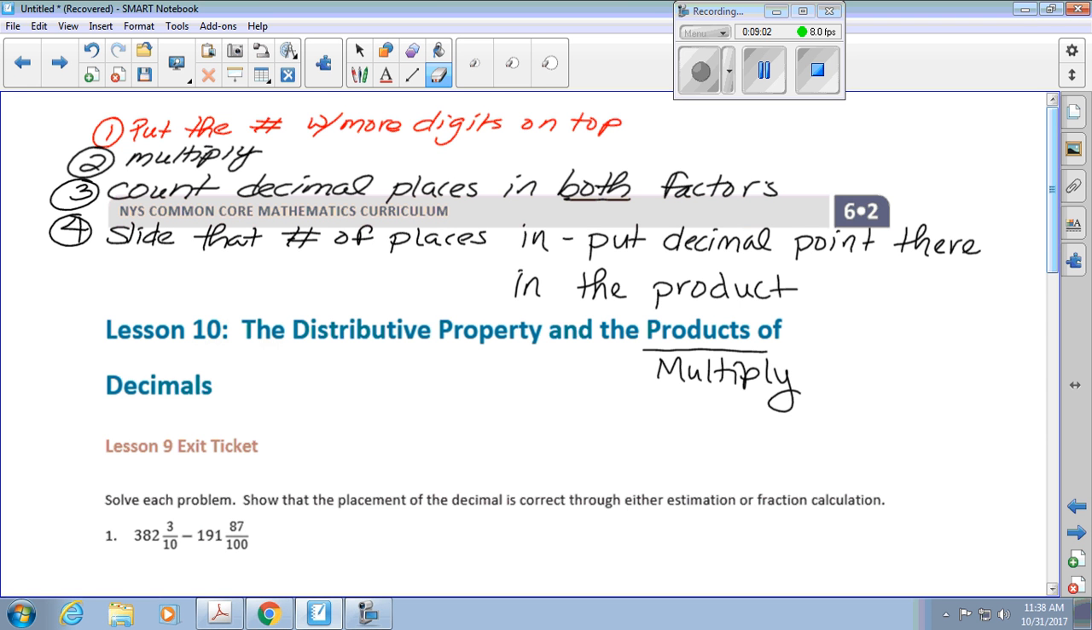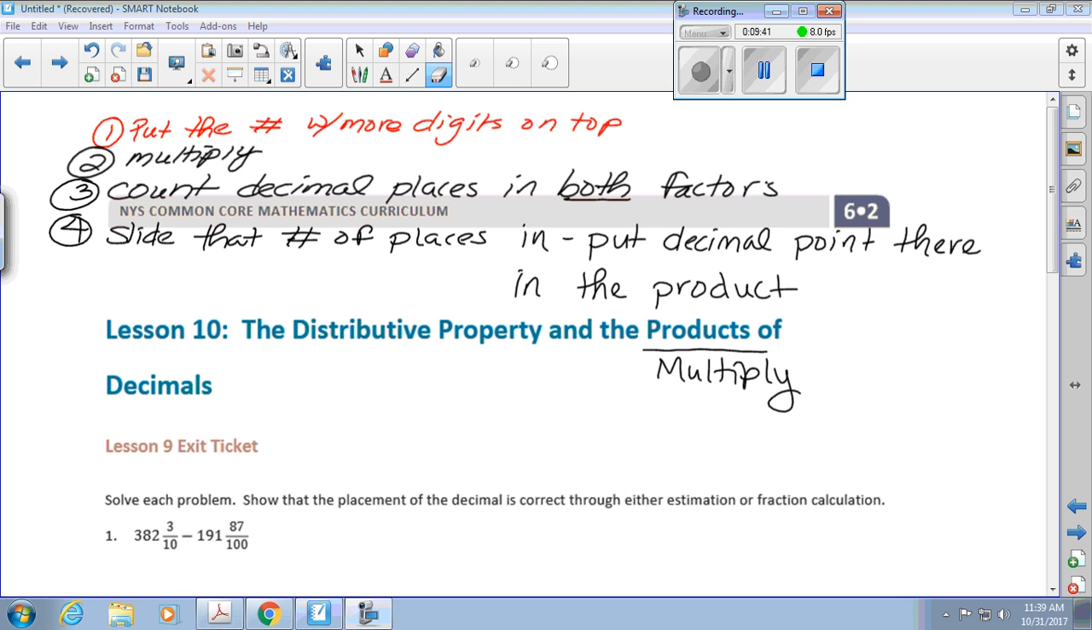All right, the next step is multiply. So you're going to do all your normal multiplication. You're in 6th grade, so the assumption is that you know how to multiply already, and then you do the whole adding step and all of that. Your third step would be to count the decimal places in both factors. So you look at your problem, the two numbers you're multiplying, you're going to count up all of the numbers that are behind that decimal point, and then you're going to slide that many places in and put your decimal point there in the product. All right?